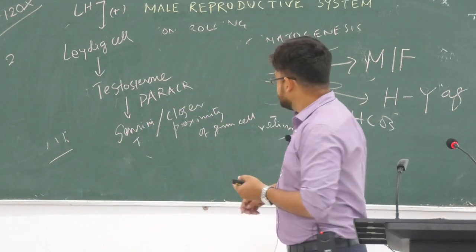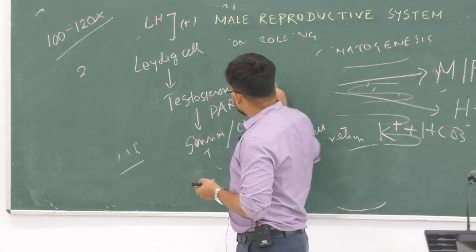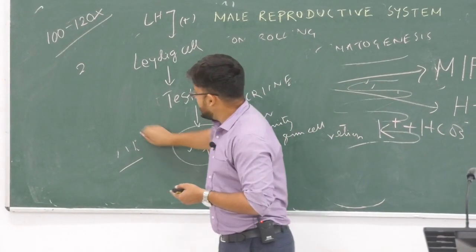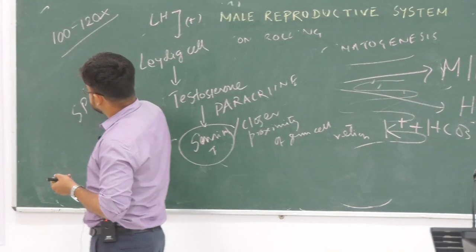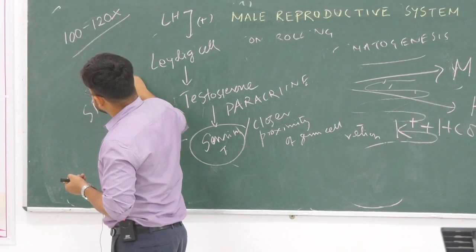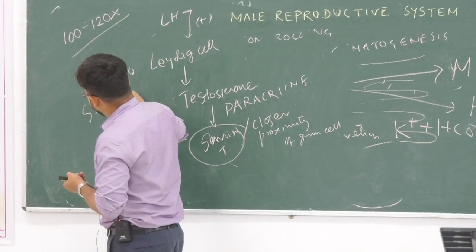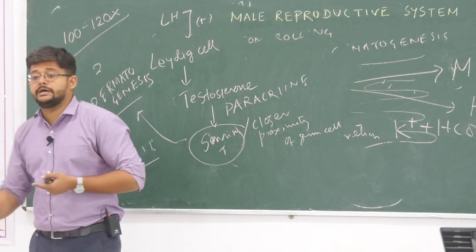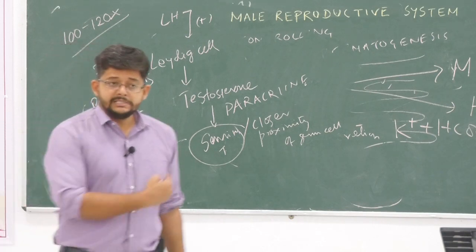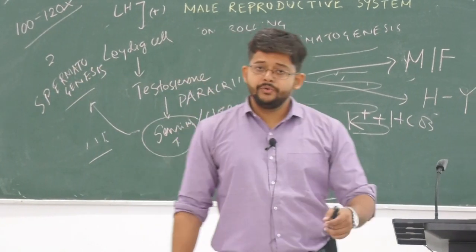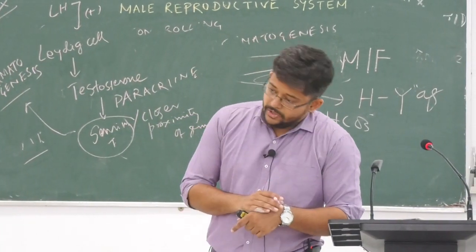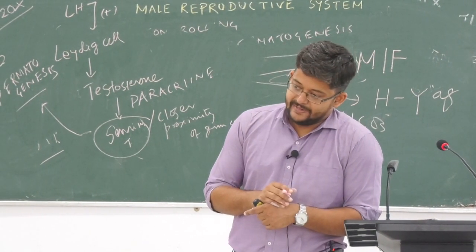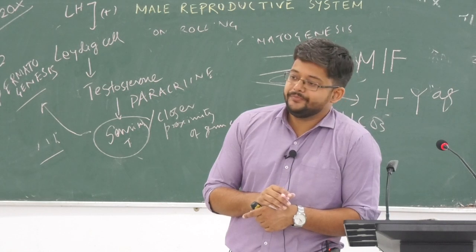Clear? তাহলে Leydig cell, and this testosterone by paracrine effect is coming to the seminiferous tubule and helping in spermatogenesis, the process that we have discussed last day. Now important clinical physiology over here. This is testosterone which is created in vivo. What about testosterone if we inject from outside? What will it do?